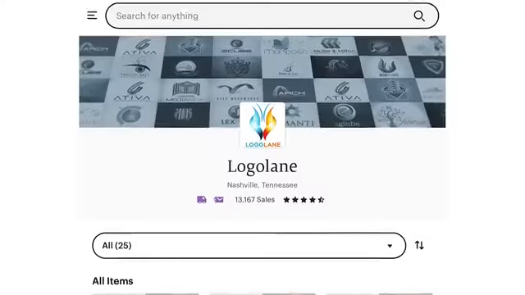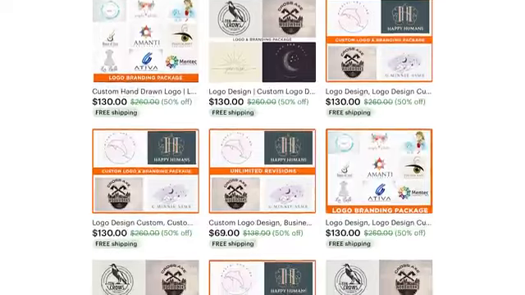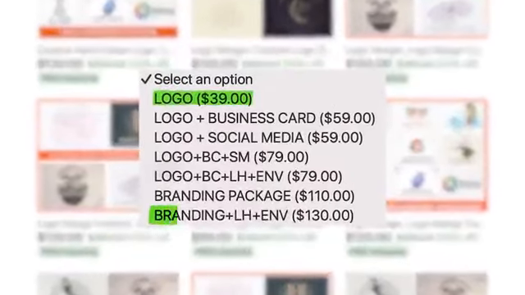The shop logo lane targets a more premium audience with their logo packages that range from $39 up to $130.